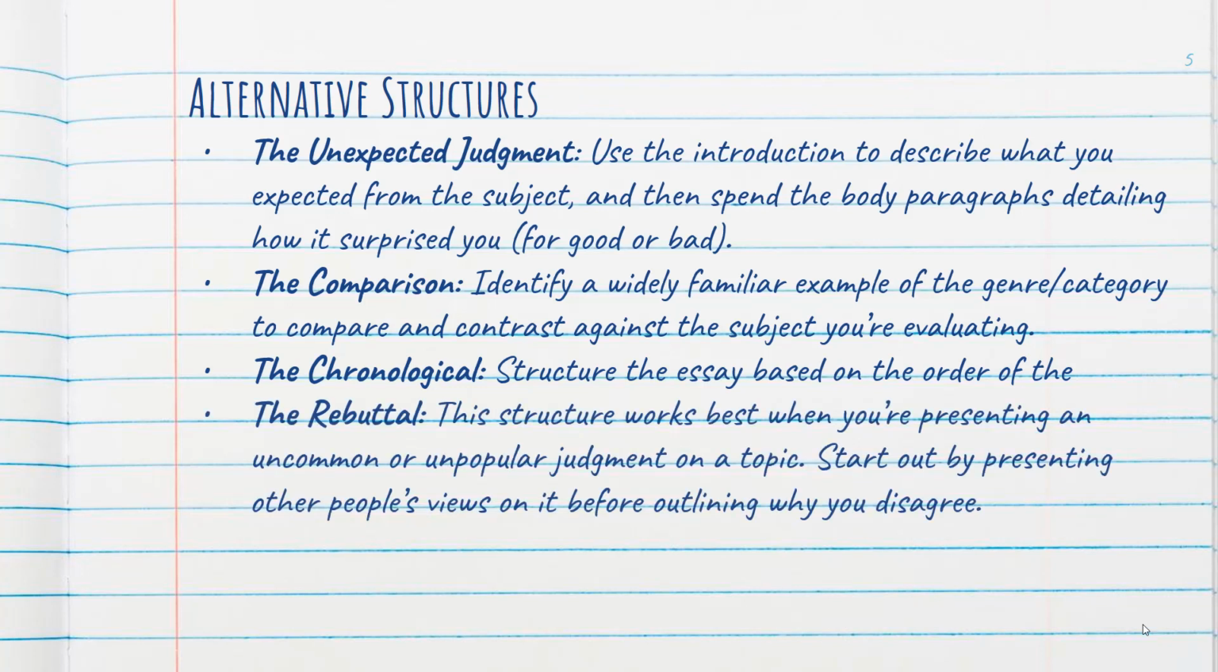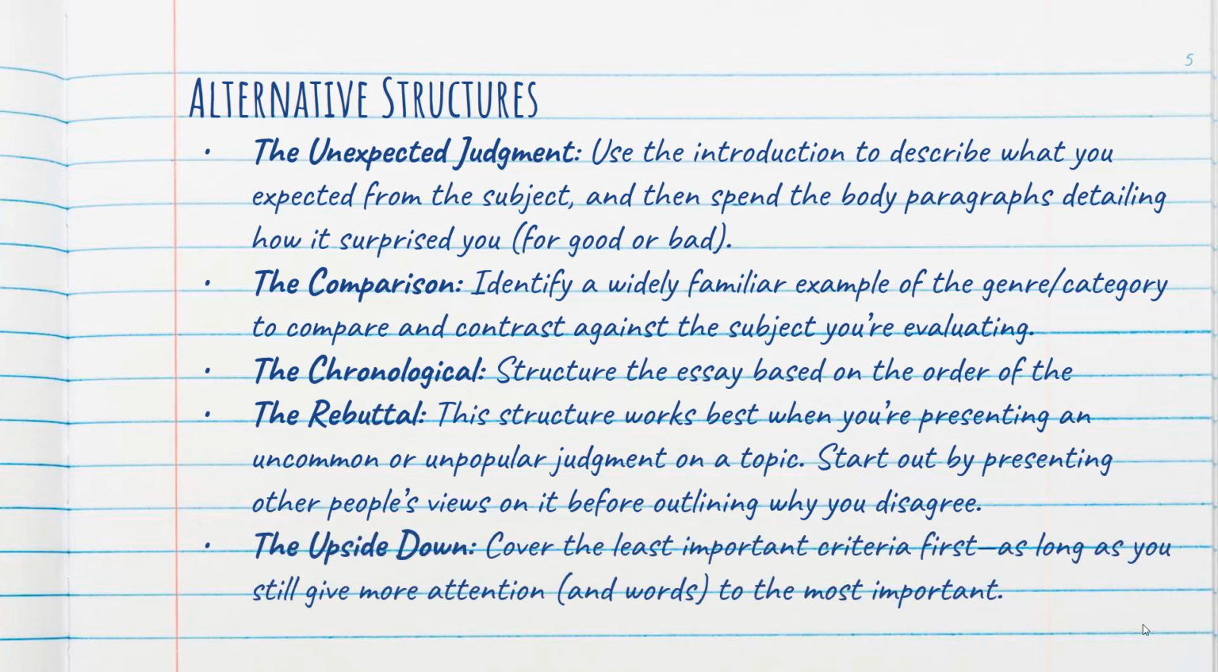And then there's also the rebuttal approach. This structure works best when you're presenting an uncommon or unpopular judgment on a topic. You start out by presenting other people's views on it. This is why everyone loves this thing, or this is why people say it's not good. And then you outline why you disagree. So it's somewhat like the unexpected judgment, except in this case, what you're doing is presenting popular opinions that people tend to have, and then you're going through those opinions and that logic to explain why yours is a better position, or at least an equally valid one.